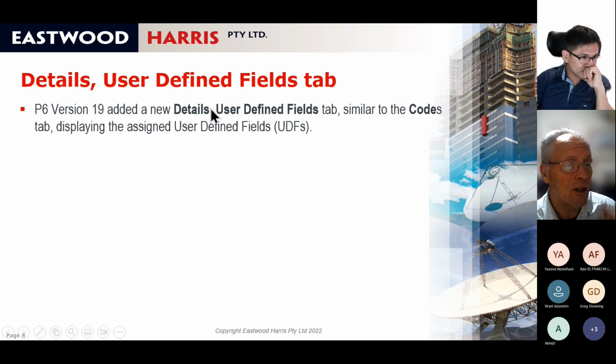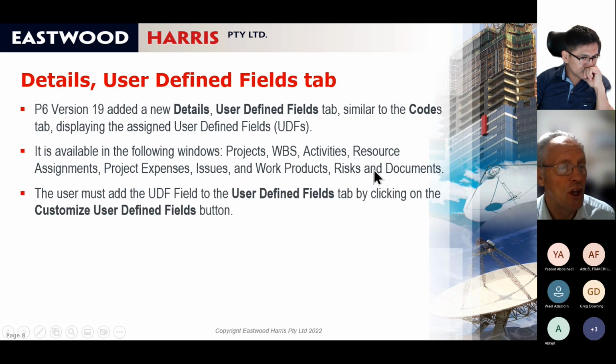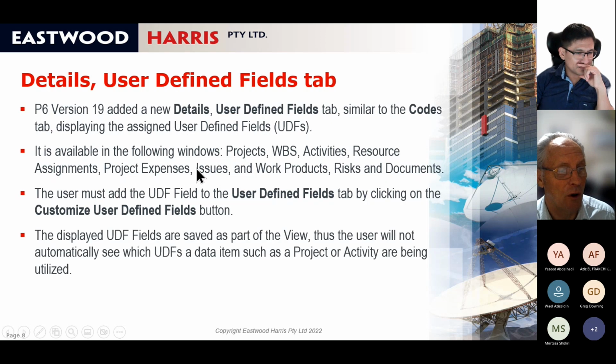Now, in version 19, they've got a user-defined field tab. What this means is that in the projects window, the WBS window, activities window, resource assignments, expenses, issues, work products, risks, and documents, you now have a tab for user-definable fields. So you can see user-definable fields in the details window, not just in columns. And this is really useful.